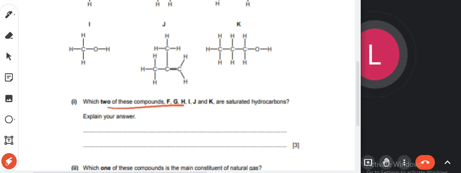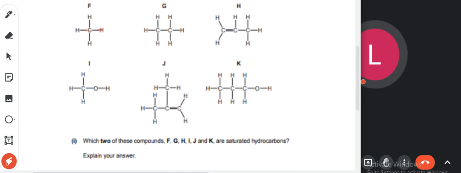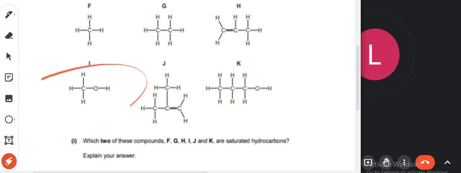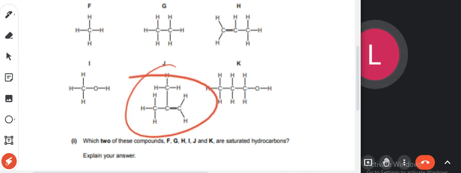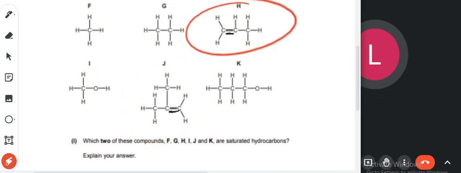Which of these compounds, F, G, H, I, J, K, L, are saturated hydrocarbons? Saturated means they have carbon-carbon single bonds. You can see F, G, I are all saturated. This one has a double bond here. There's a double bond here. This one is also a single bond. This one has a double bond here. So J and H are alkenes.